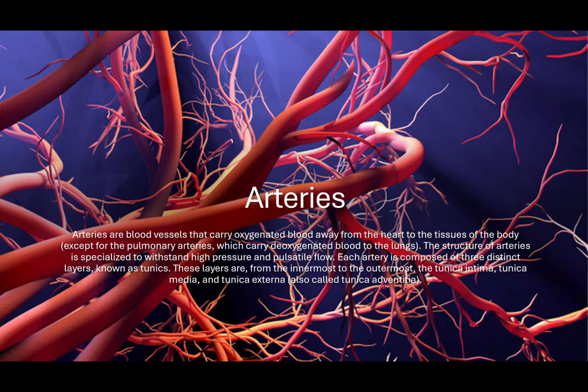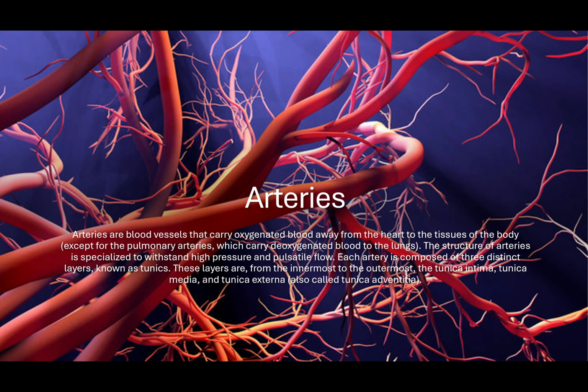Alright, so now arteries. We know arteries are blood vessels that carry blood away from the heart, for the most part. Let me just say for the most part, because of the umbilical artery, which carries blood away from the fetal heart. But we talk about all of that in unit 1.